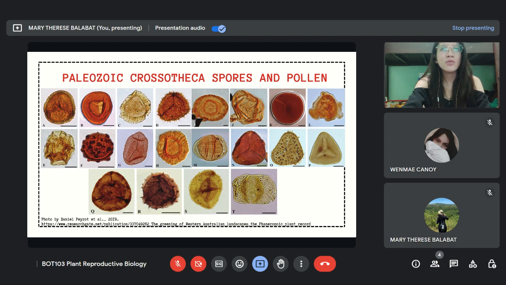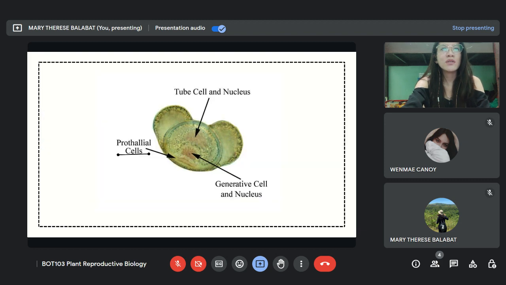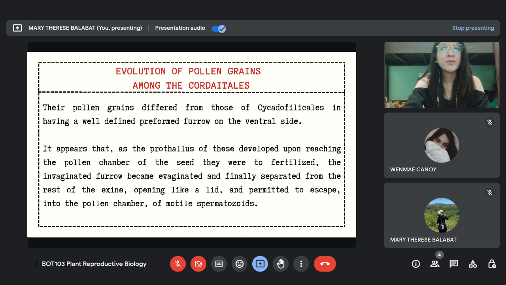Its opposite side, which was outward in the tetrad and which for convenience we'll call the ventral, was rounded. So such grain had no germ pore or germinal furrow. So this is now the evolution of the pollen grains among the Chorditales. So still I don't have illustration for this since Chorditales is an extinct order na siya. Extinct order sa mga plants.